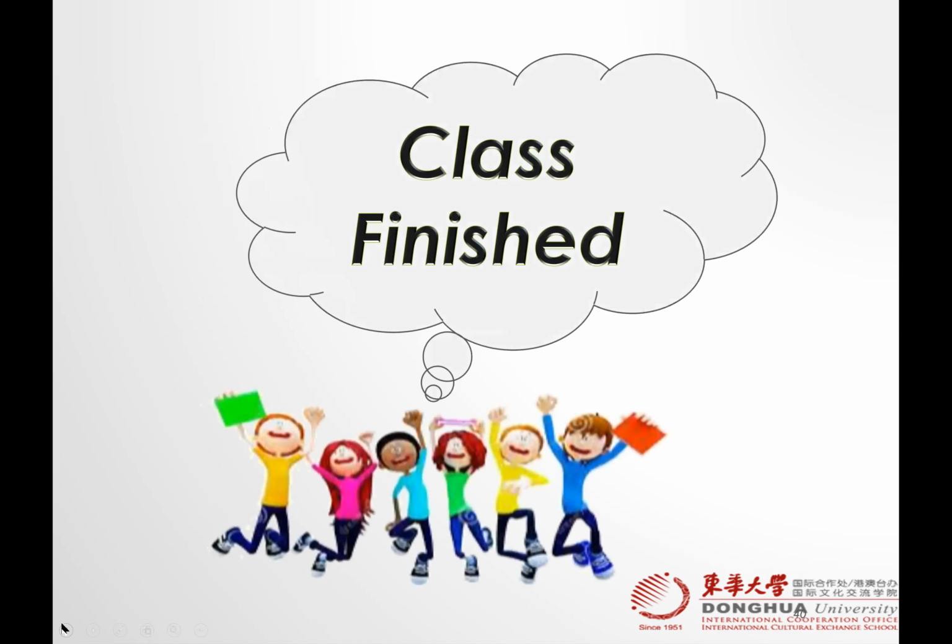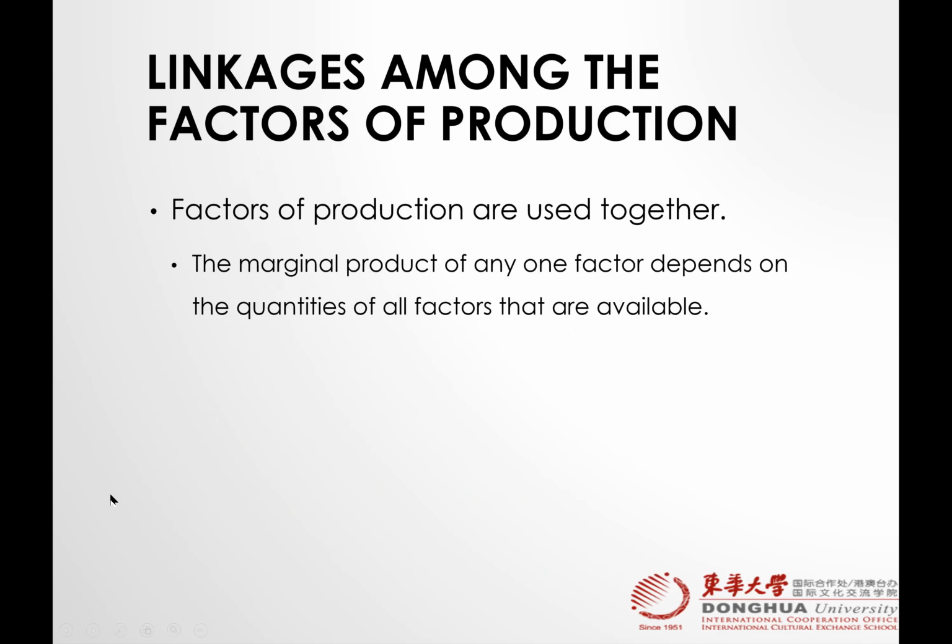So the factors of production are used together. So you cannot just say that if labor is cheap, we should hire more workers. No, you need to see land and capital as well, right? Because if capital is fixed and land is fixed, you cannot hire more workers, because hiring more workers is going to be increasing your loss rather than giving you a profit.